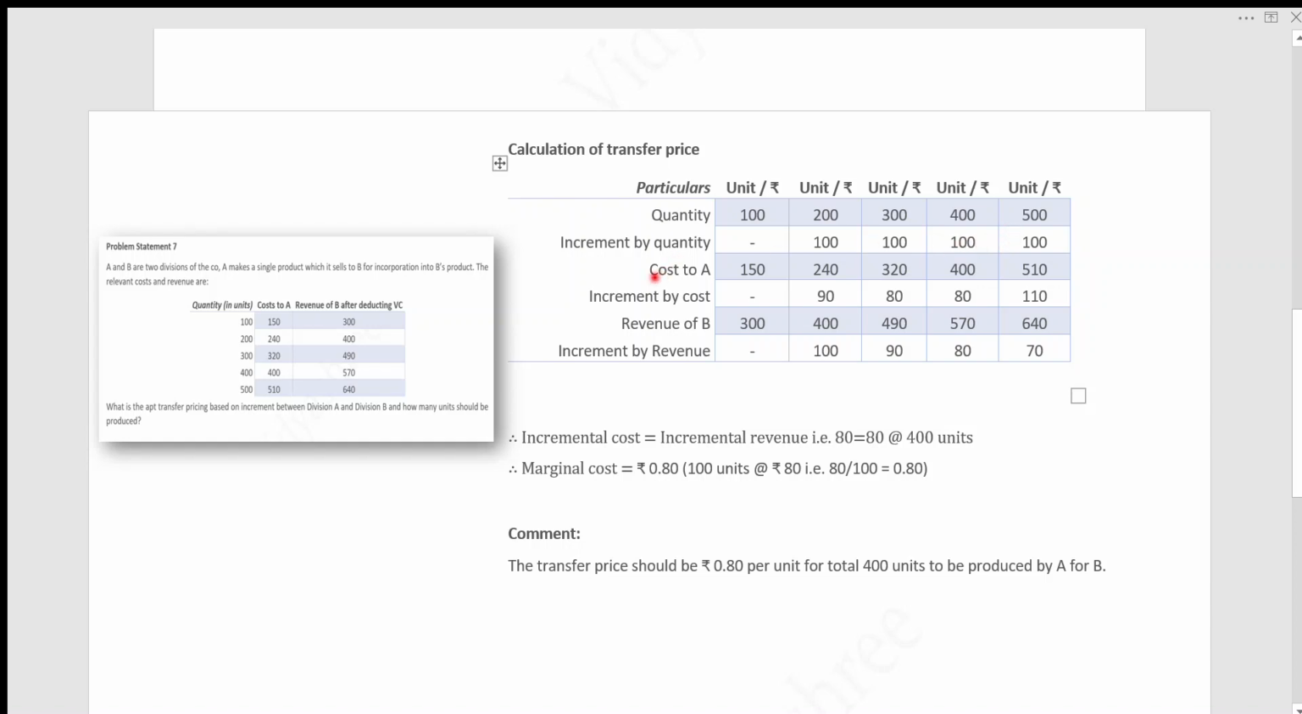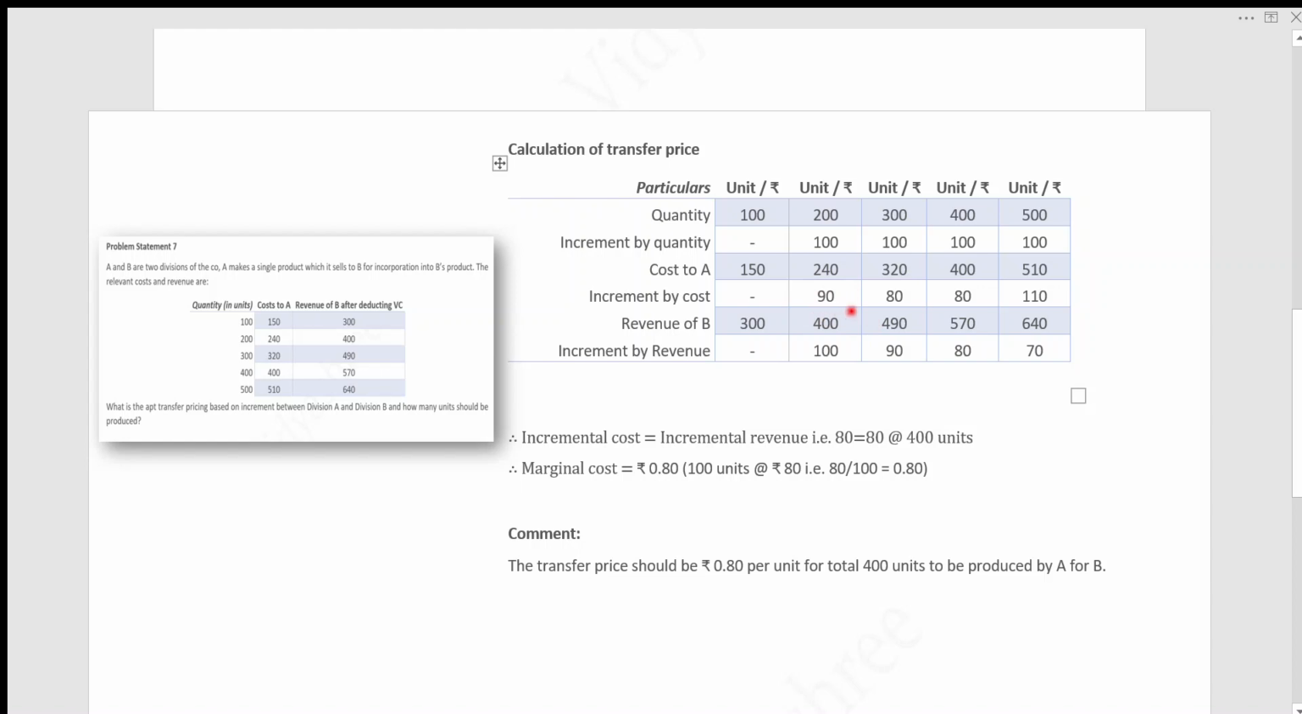The next one is cost to A, which is given in the question. Just write down the cost to A. Let's calculate the increment for it. Increment by cost: as I told you, for the first product the increment addition will not be there since it's only the starting product. So that is 150, and additional will be nil. The next cost incurred is 240. So 240 minus 150 to produce an additional 100 units. The cost involved for division A is 90.